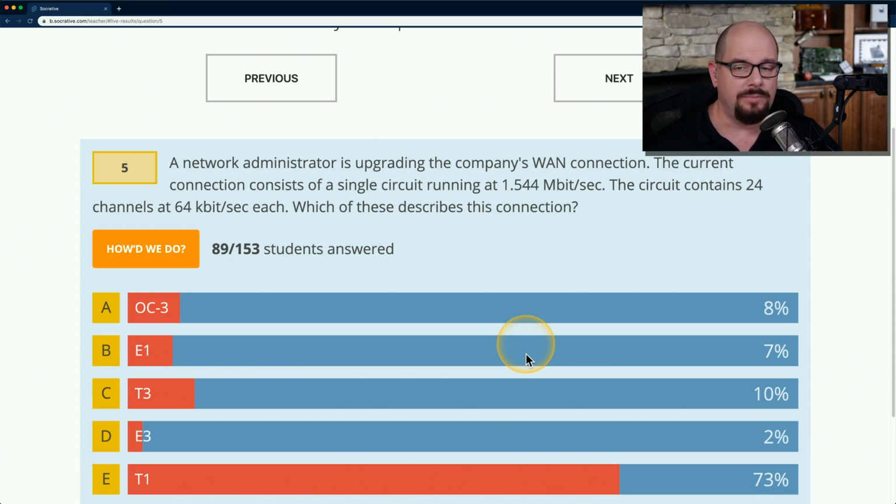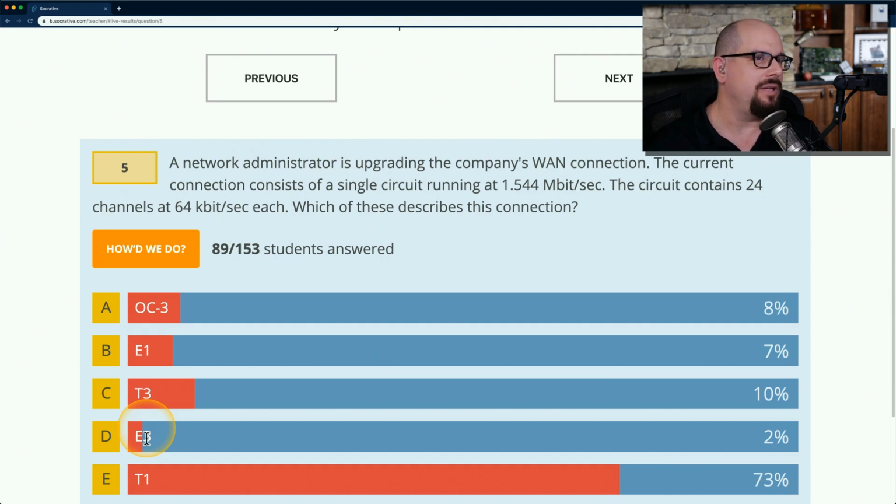OC3 is an optical carrier standard. That is 155 megabits per second or so, which is a little bit faster than the 1.5 that's listed here. And we just saw the differences between the E1, the T3, and the E3 that's in our chart. So those are things that become useful.